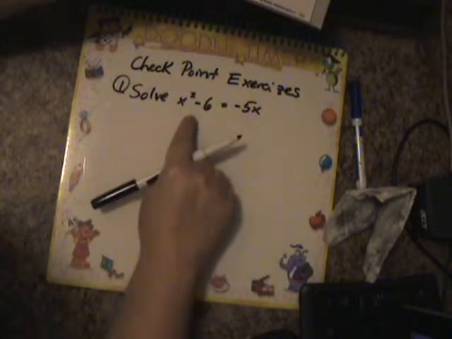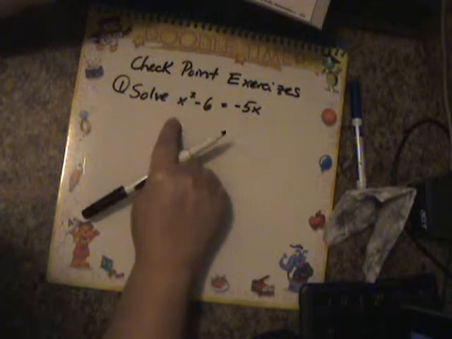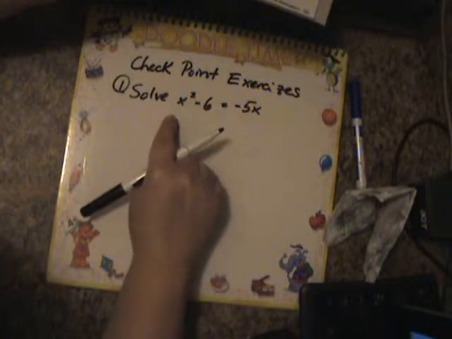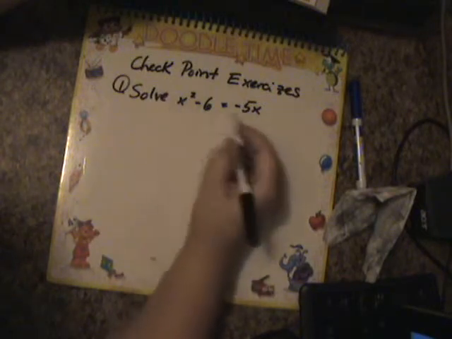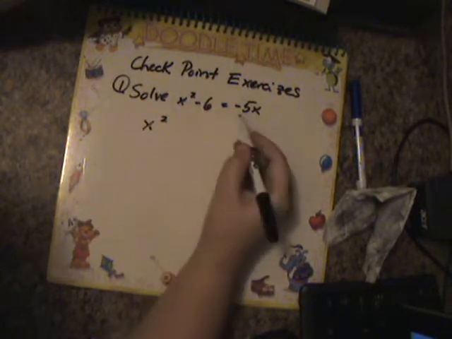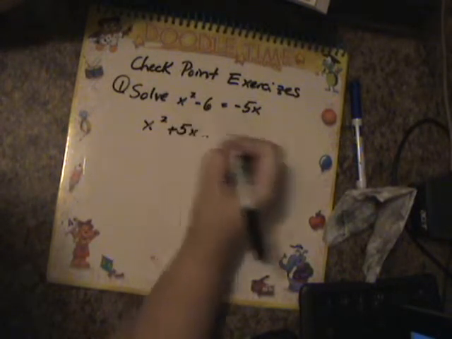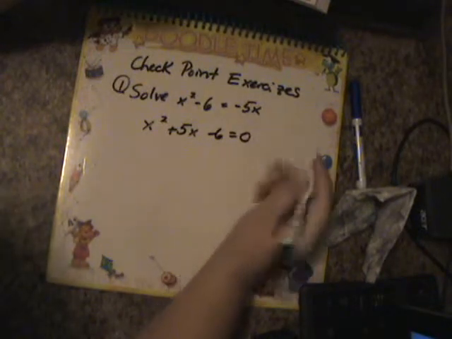So I'm going to actually factor this to get my solutions. You could graph it or you could factor it, but we need to practice our factoring because we will not always have a graphing calculator. So first I put it in standard form, x squared plus 5x minus 6 equals 0.